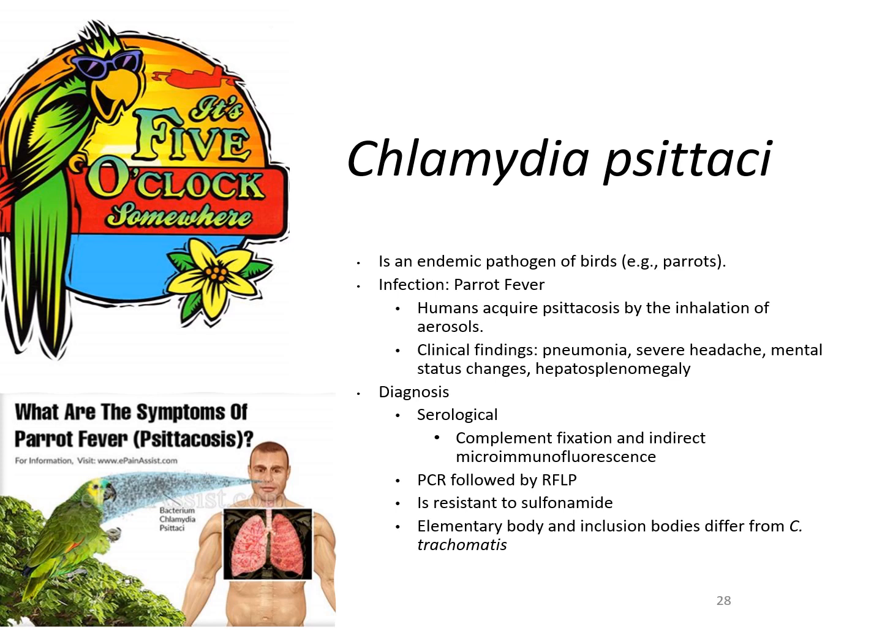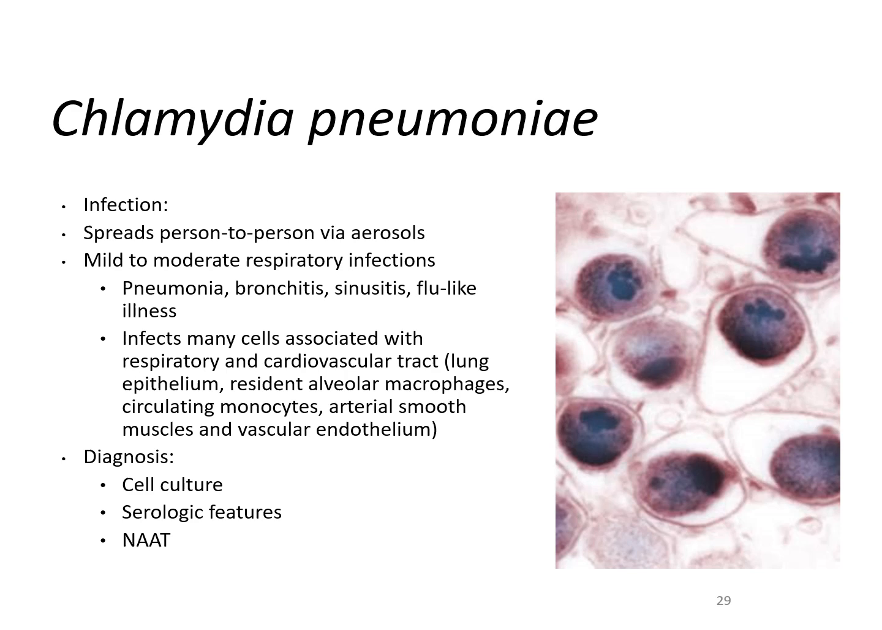And then the elementary bodies and inclusions with this particular organism differ a little bit from the trachomatis. Chlamydia pneumoniae spreads person to person via aerosols and causes a mild to moderate respiratory infection. And so this would be something like pneumonia, bronchitis, sinusitis, or flu-like illness. It infects many cells that are associated with the respiratory and cardiovascular tract.